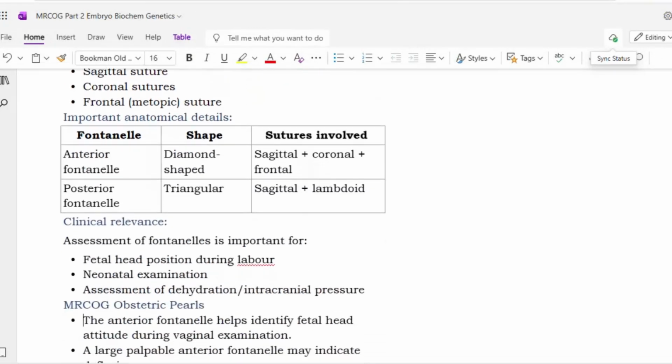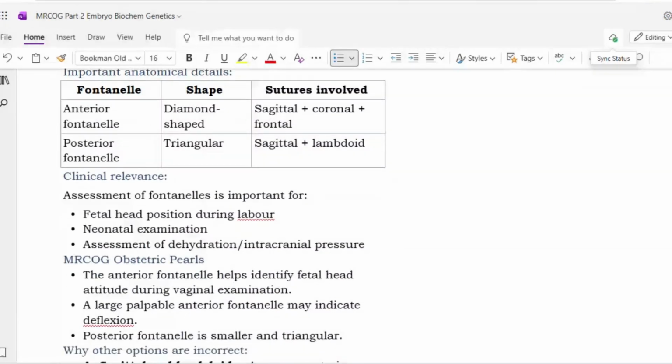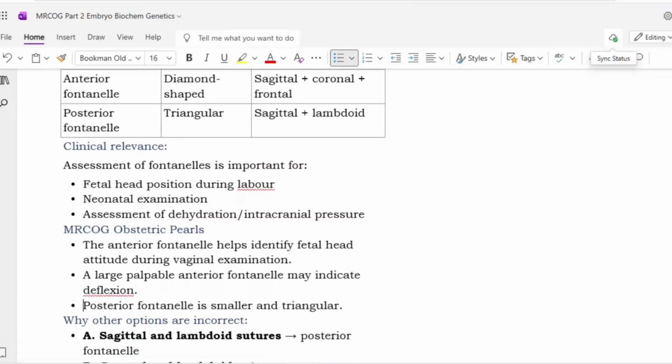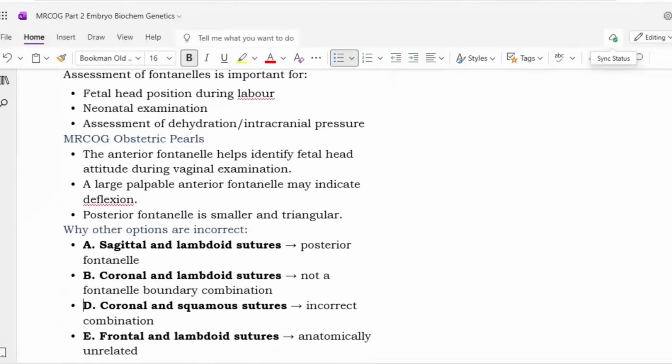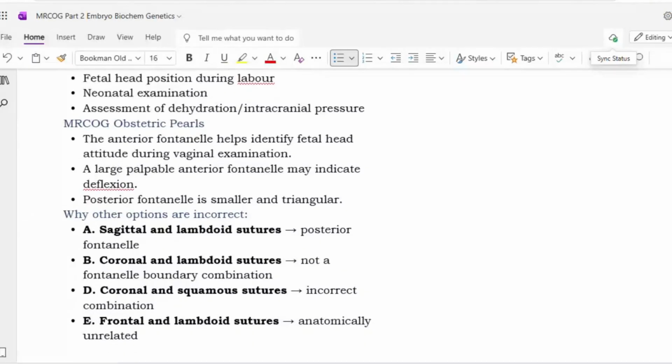Okay. So clinical relevance: assessment of the fontanelle is important for fetal head position during labor, neonatal examination, and assessment of dehydration and intracranial pressure. The anterior fontanelle helps to identify the fetal head attitude during vaginal examination. A large palpable anterior fontanelle may indicate deflexion. The posterior fontanelle is smaller and triangular.